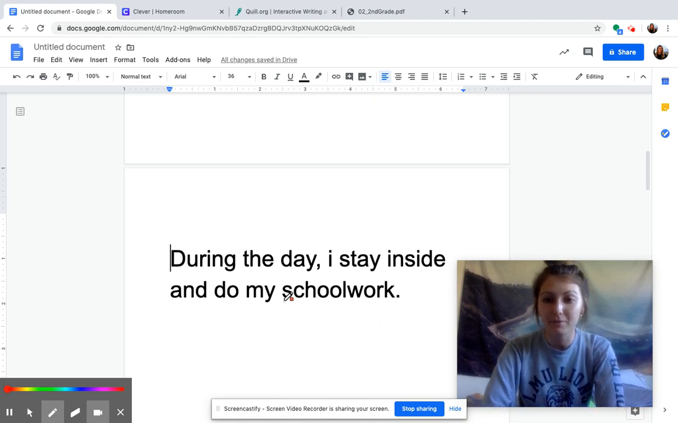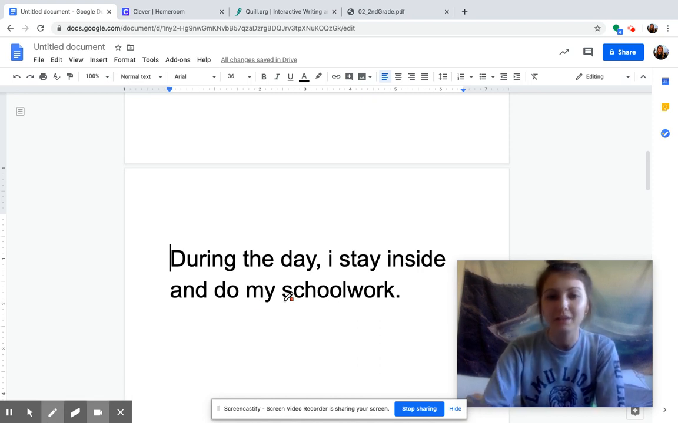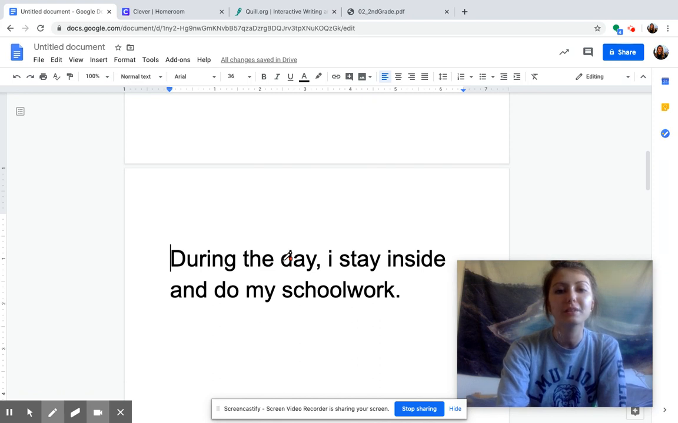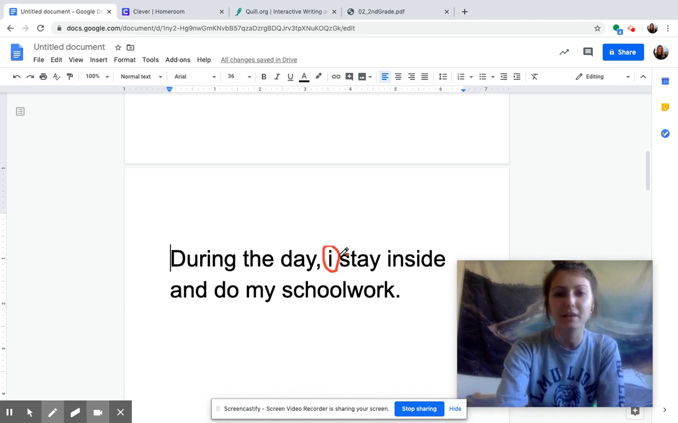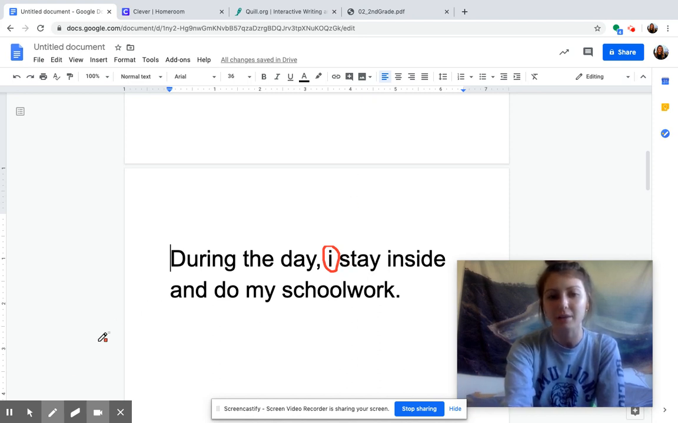I'm going to get my pen ready, and we're going to figure out where the mistake is. During the day, I stay inside and do my schoolwork. You should have seen that this pronoun I is not capitalized, and that right there is our mistake. Next, you'd rewrite this sentence in your composition book. Go ahead and pause and rewrite this sentence, fixing the mistake here, thinking what will you do to this I, the pronoun I, to make this sentence correct.